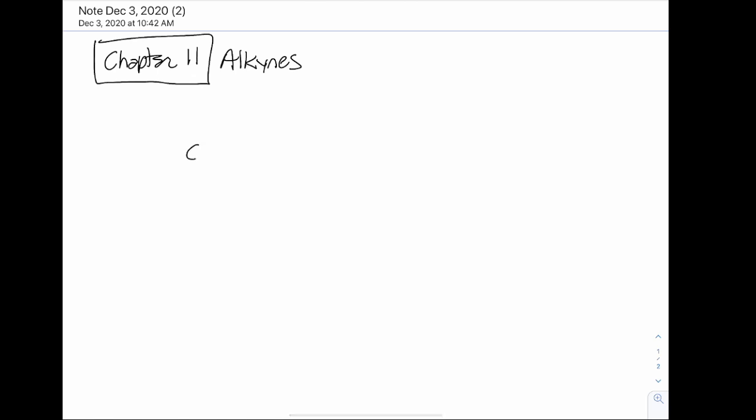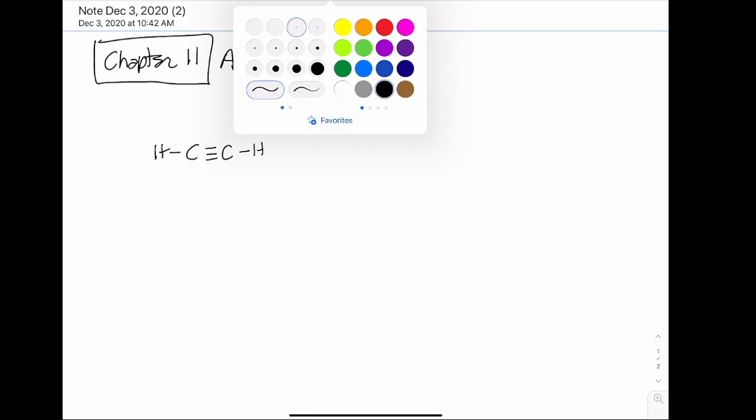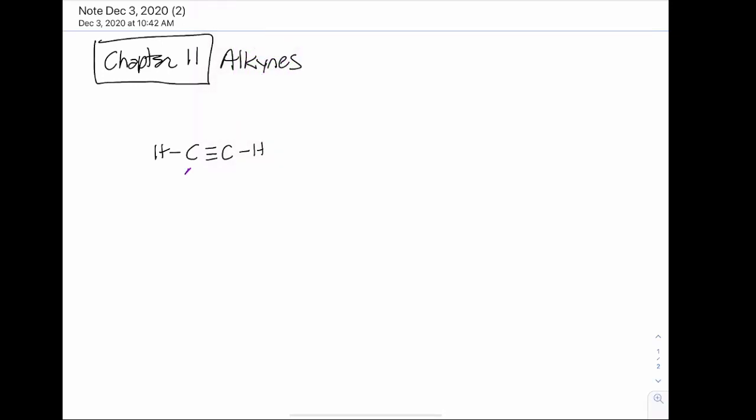Just remember, our alkynes have a triple bond between them, right? Whenever we have a triple bond, we actually have two pi bonds holding them together. Each of these carbons is sp hybridized. If it's sp hybridized, it has two sp orbitals and then two unhybridized p orbitals.